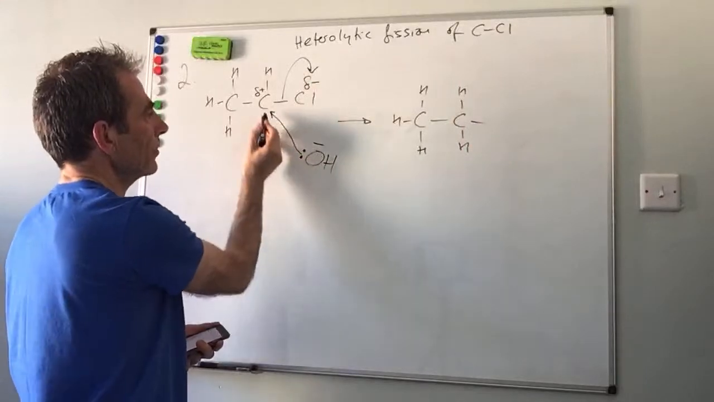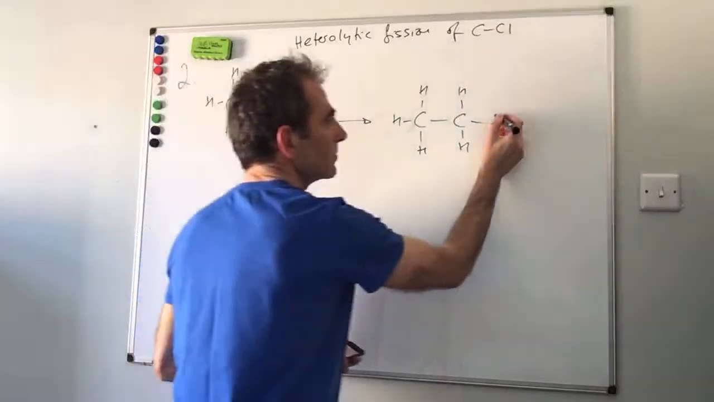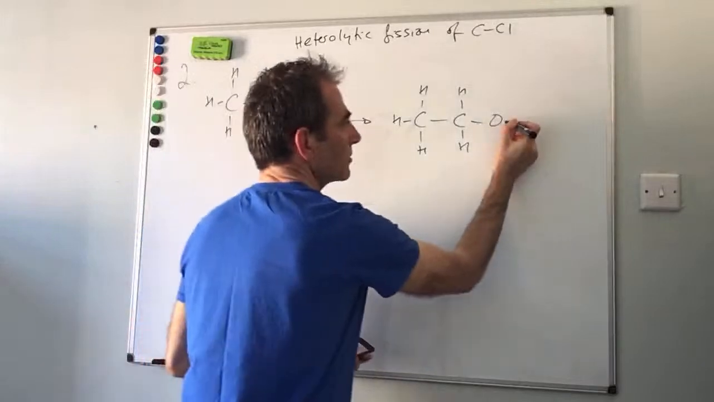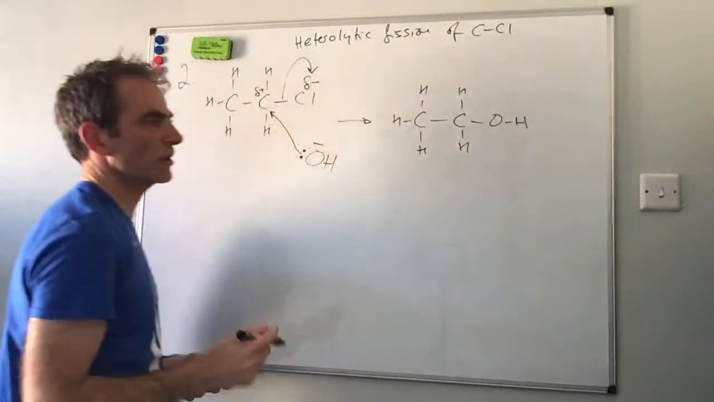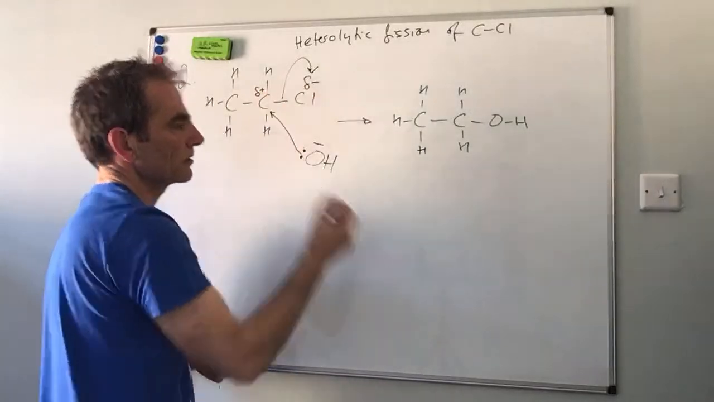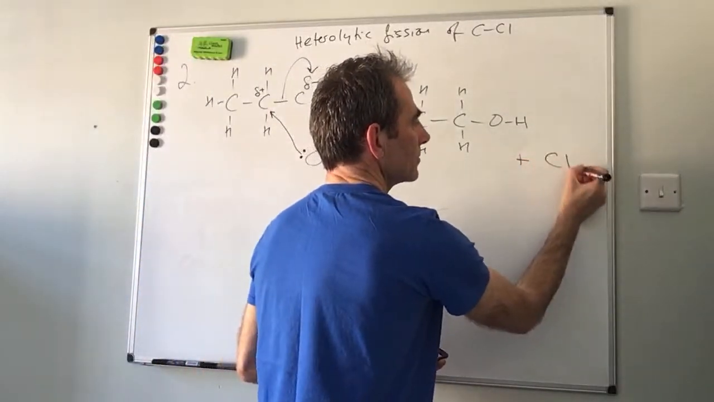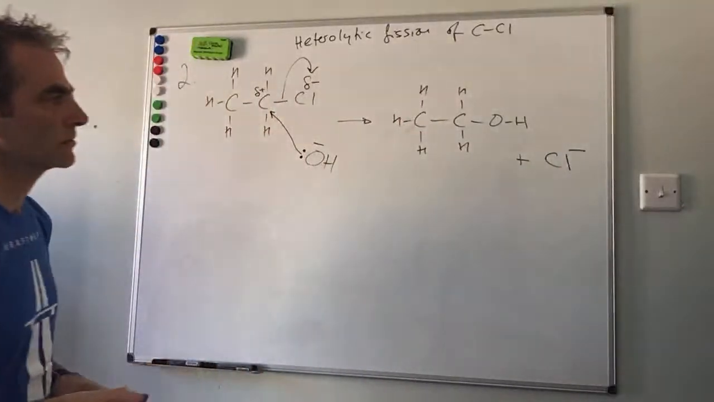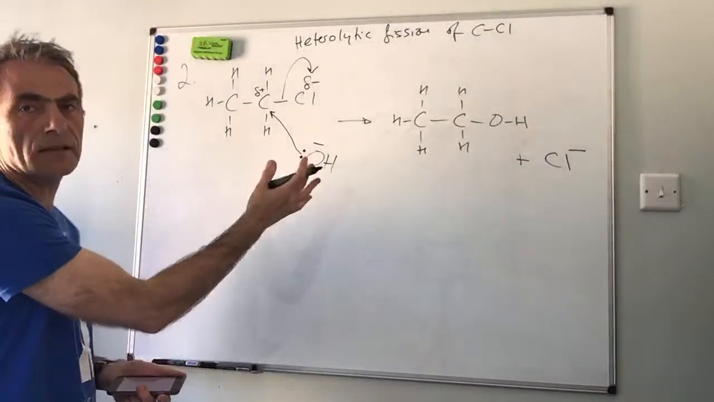So that's a covalent bond now from the oxygen to the carbon. And obviously there's a hydrogen. I'll show a full display for that, but I'm sure you could get away with just OH. Okay, and the chlorine is now an ion, Cl minus. Okay, so that's the mechanism.